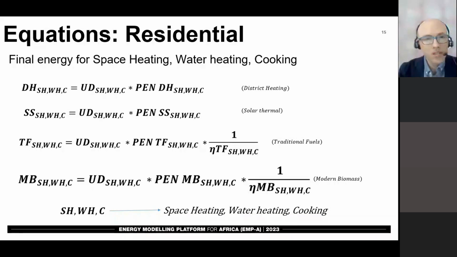For district heating, the final demand is calculated by multiplying the useful demand by the penetration rate.